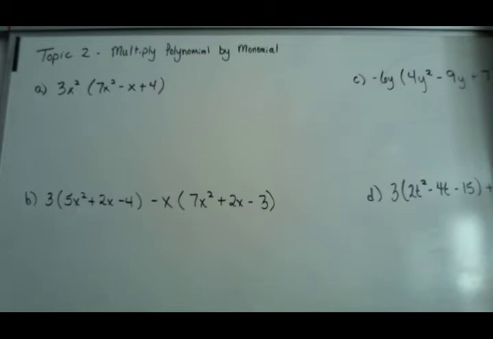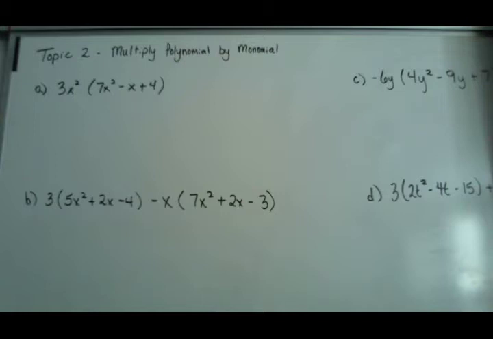Multiplying polynomials by monomials. Hopefully you remember that a polynomial is basically something that has multiple terms. Because this has 3 terms, this is a trinomial. A monomial is something that has a single term, so 3x squared is a monomial. Down here in the second example, 3 and x are both considered monomials. So we're going to look at how to multiply these things.